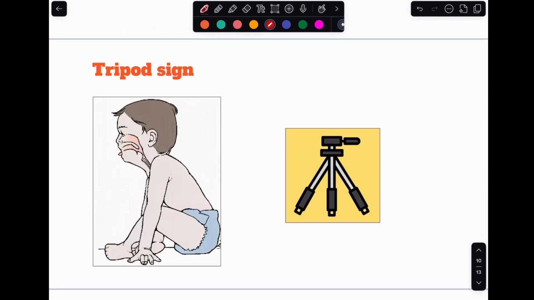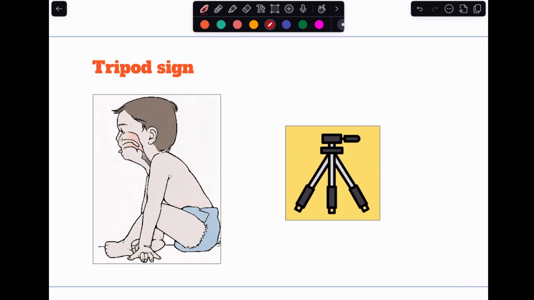Now, let's talk about tripod sign. As you can see, this is a clinical sign that you see when you are examining the posture of the patient. And this is a typical sign where the child will have a characteristic sitting posture where the child leans forward and supports themselves with their hands, and they extend the neck so as to improve their airway obstruction. And this is a typical posture that we see in case of acute epiglottitis.